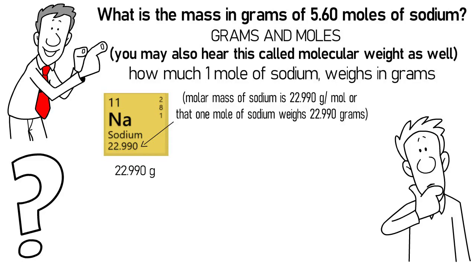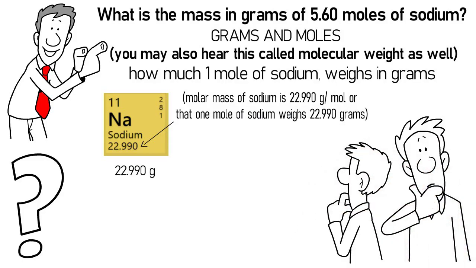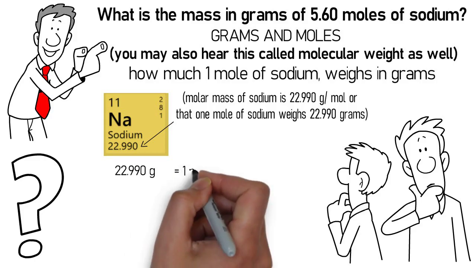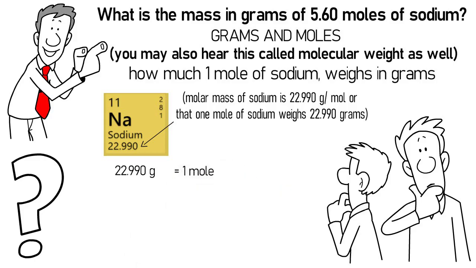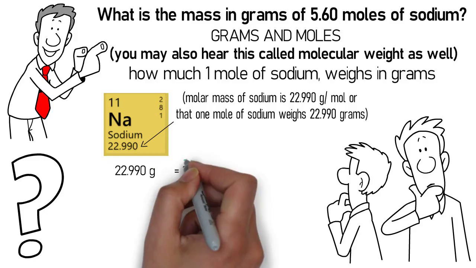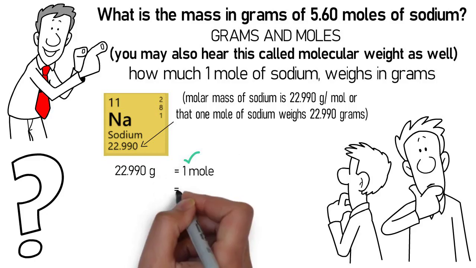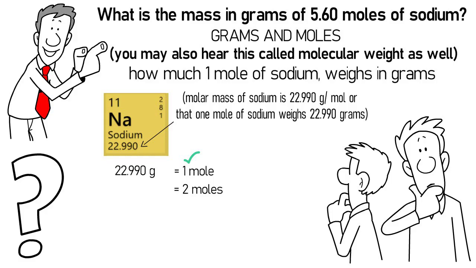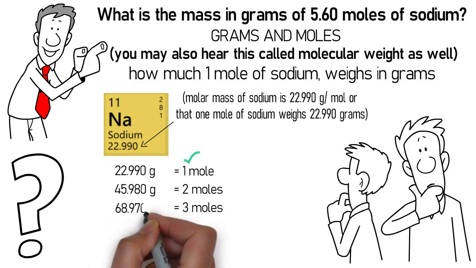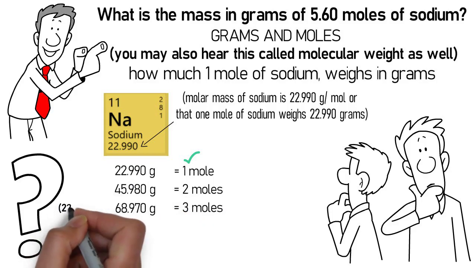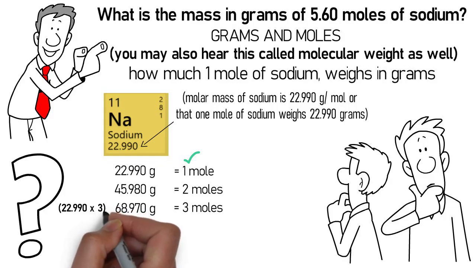Let's first solve this problem just by thinking it through. What do we know from the molar mass? We know that 1 mole of sodium weighs 22.990 grams. If 1 mole is 22.990 grams, then with 2 moles, we would double that number and get 45.980 grams. With 3 moles, we would add 22.990 grams 3 times to itself, or just multiply 22.990 grams by 3.